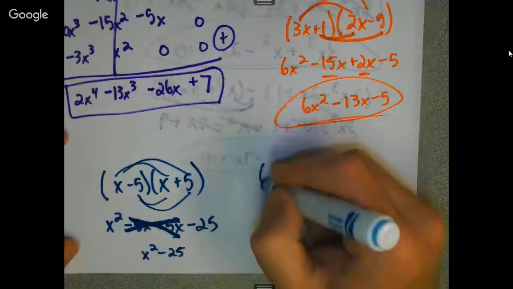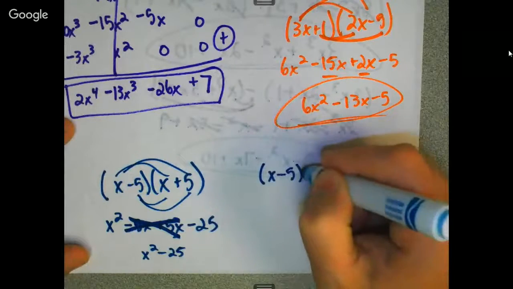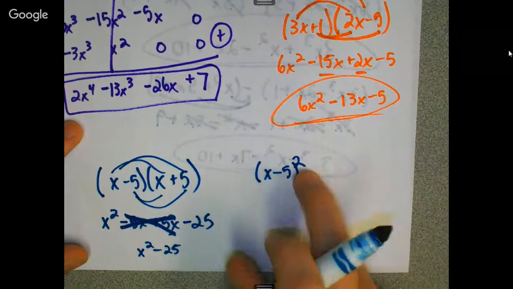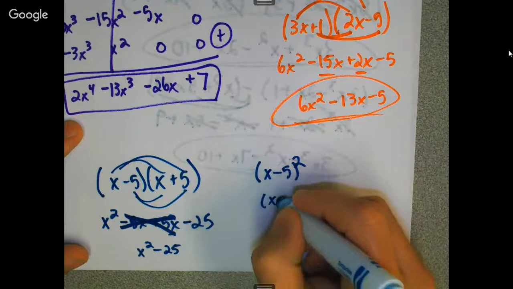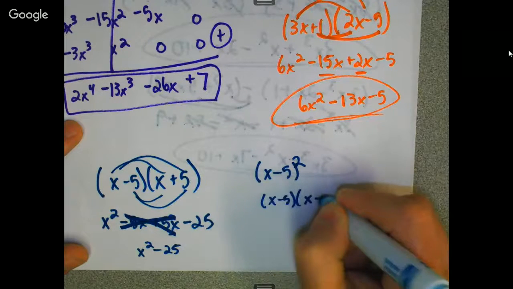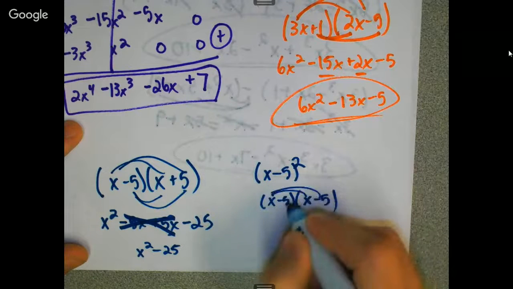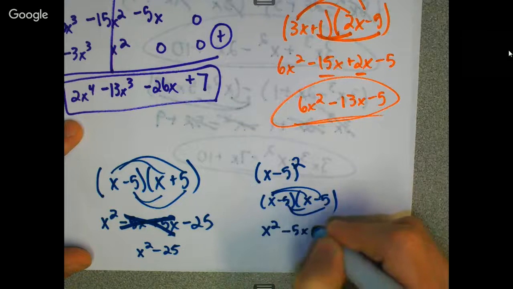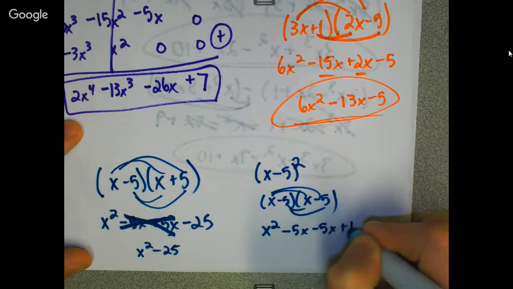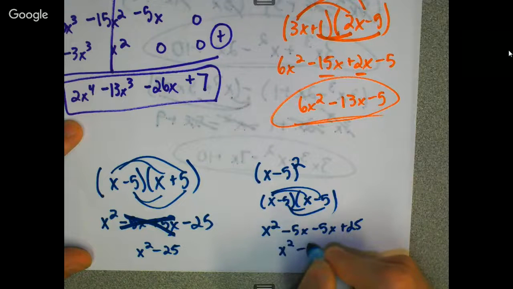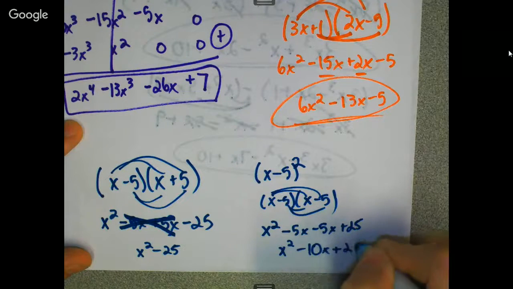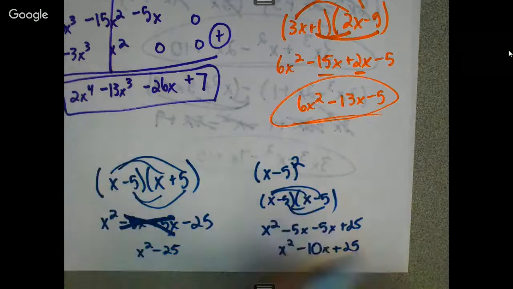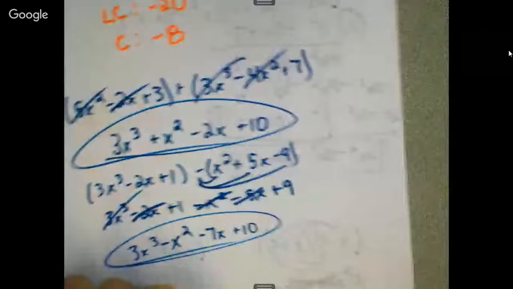And then we have something like this, x minus 5 squared. Know what an exponent is. That is telling you to take this base times itself. Okay, and then FOIL it out. You get x squared minus 5x minus 5x plus 25. So it's x squared minus 10x plus 25. And you're done. Okay, so please know how to multiply and what the exponents are telling you.